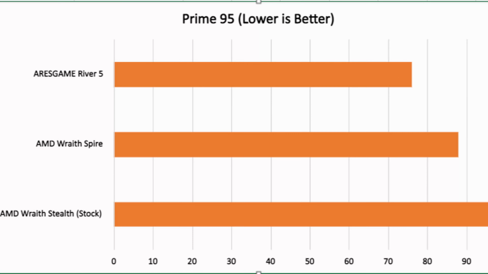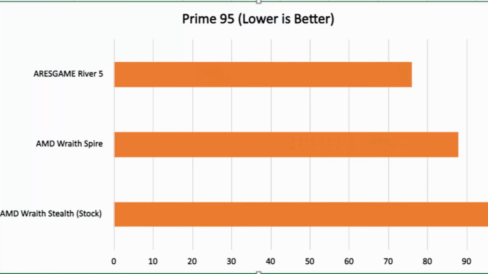Anyway, the Stealth cooler did not fare very well. The Wraith Stealth cooler jumped up to 96 degrees during our testing, and this was just a 10 minute run of Prime 95. It did actually hit the 4.2 boost clock for the 3600. However, it was brief and short lived as it began throttling itself all the way back down to 3.3 gigahertz to maintain under 100 degrees Celsius basically.